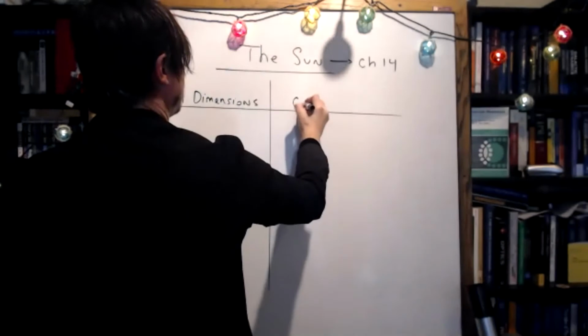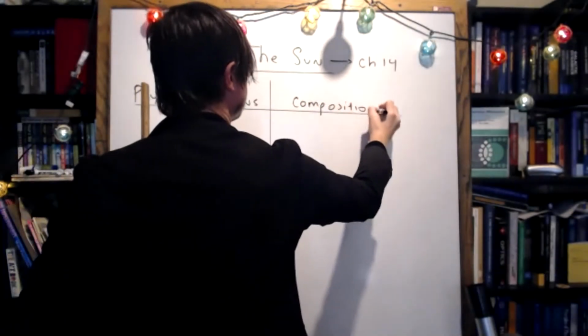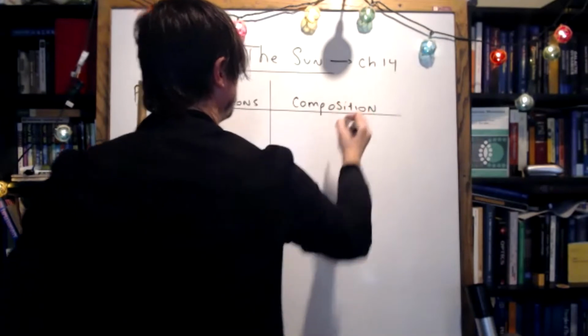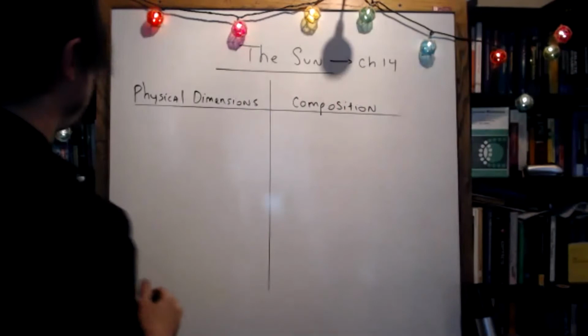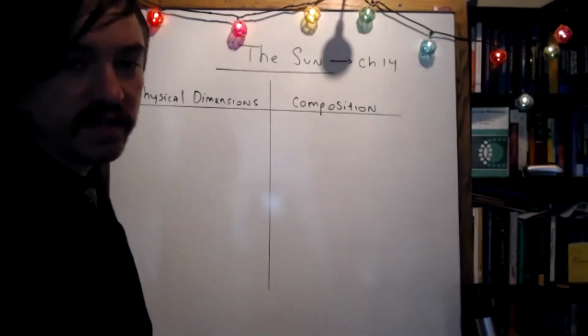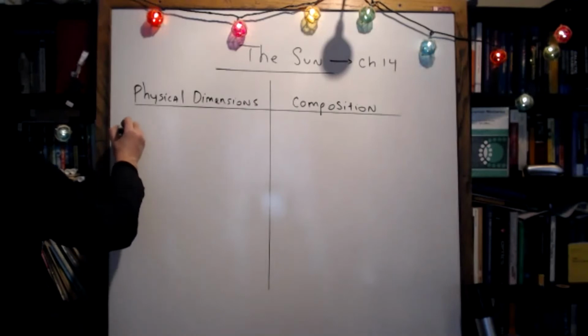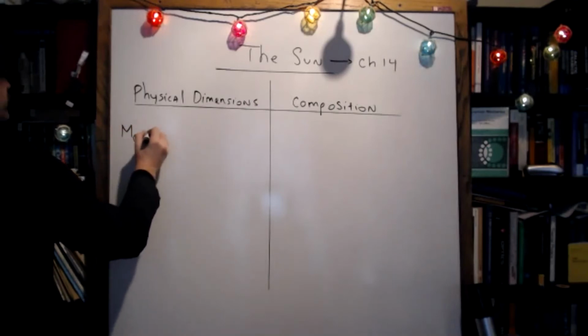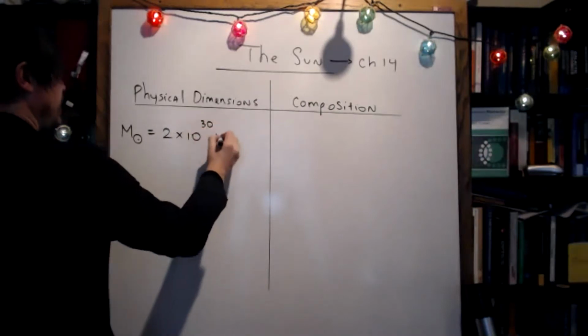The other is the composition. Let's start with the composition, or let's do the physical dimensions. There are 4 numbers that parameterize any star. The mass, which you guys know is 2 times 10 to the 30 kilograms.